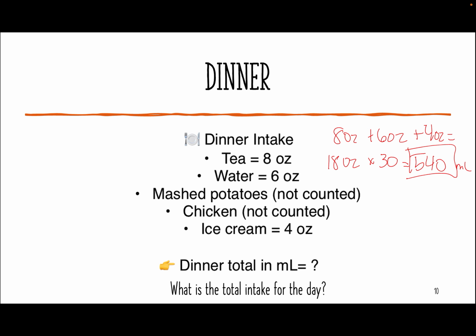So we've answered this question here, dinner total. But now there's another one. What is the total intake for the day so far? So we're going to look at breakfast, lunch, and dinner. Hopefully you wrote these down somewhere, you recorded them. If you did, you would have 540 for dinner plus 660 for lunch plus 600 for breakfast. So the total, as of right now, would be 1,800 mLs for the day. Keep that number as well. Hold on to that number because we're not done.